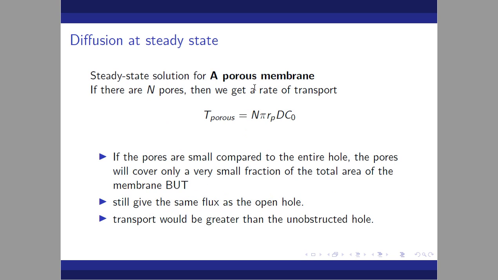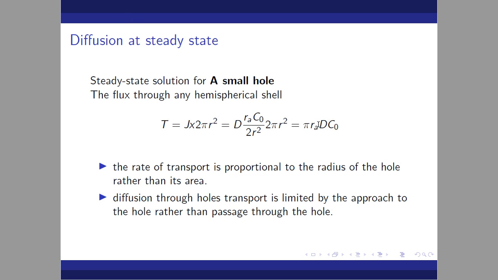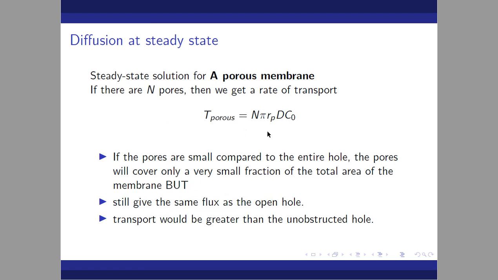So here is the steady state solution for a porous membrane. If there are N pores, then we get a rate of transport. The one before was, for example, one toll booth. So this is if we have many toll booths, a big toll plaza with many passages. So this one also we have N pores.